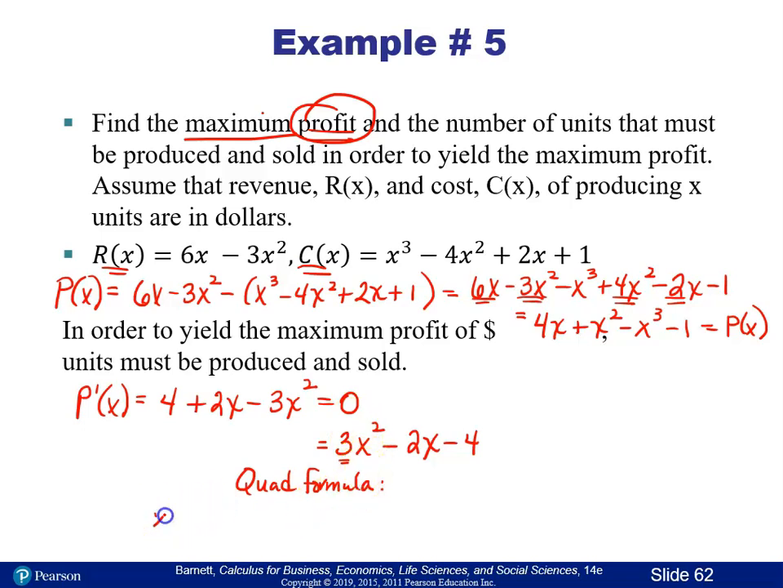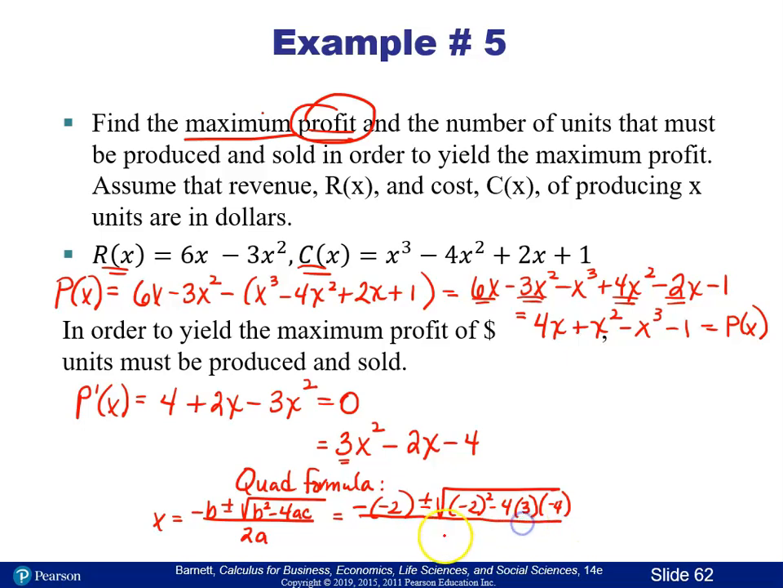Okay, so our quadratic formula is going to be negative b plus or minus the square root of b squared minus 4ac over 2a. So negative 2 plus or minus the square root of b squared minus 4 times a times c all over 2 times a. Keep in mind the a, b, and c are not the variables, they're just the coefficients. So this is a, b, and c.